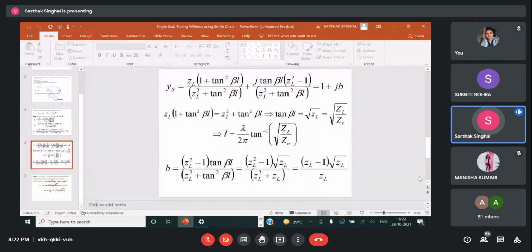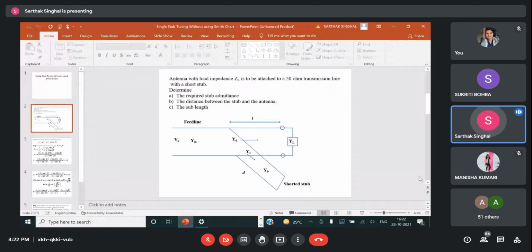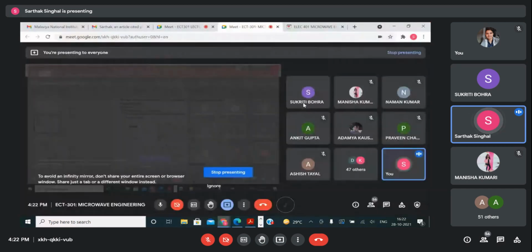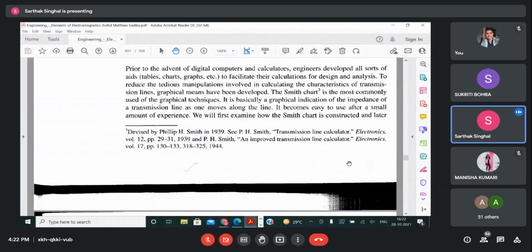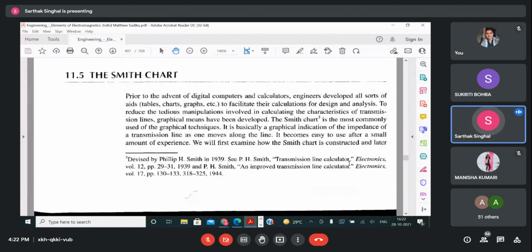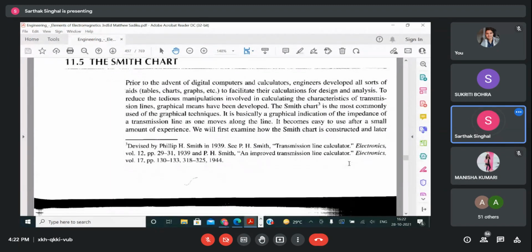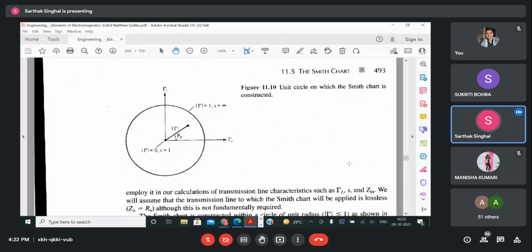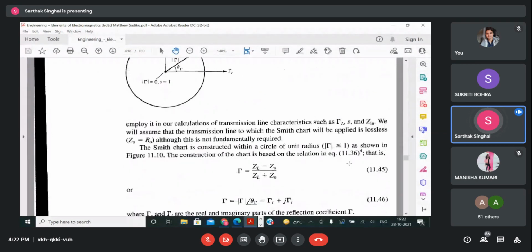Since this was a lengthy procedure for impedance matching in a transmission line using a stub, now we will switch to another method, which is a graphical method. What is that graphical method? That graph is known as a Smith chart. So what is this Smith chart? This Smith chart is simply the polar plot of the reflection coefficient, VSWR, and the impedance and the admittance circles.